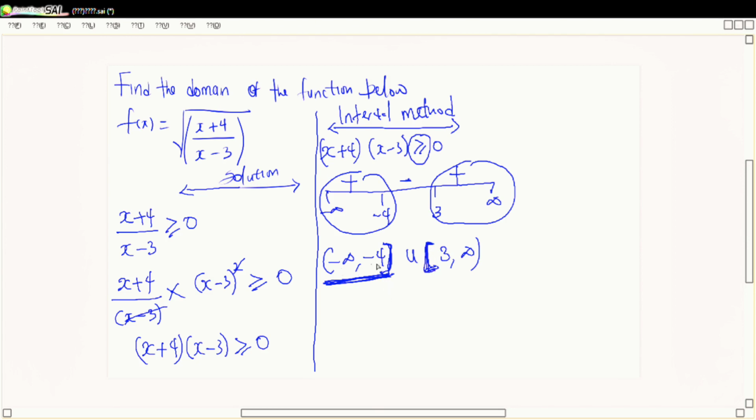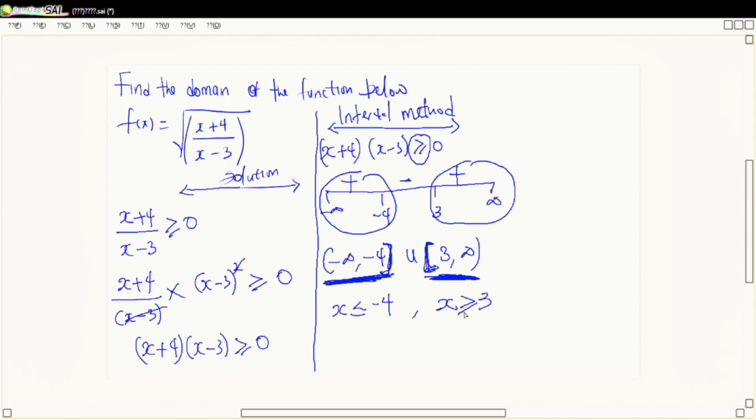Yes. Now, what is here implies that every number here is lesser than minus 4. So that would be x less than or equal to minus 4, comma. Every number that is here implies that x is greater than 3. Every number that is here implies that they are lesser than minus 4, and every number that is here is greater than 3. So that would be x greater than or equal to 3.